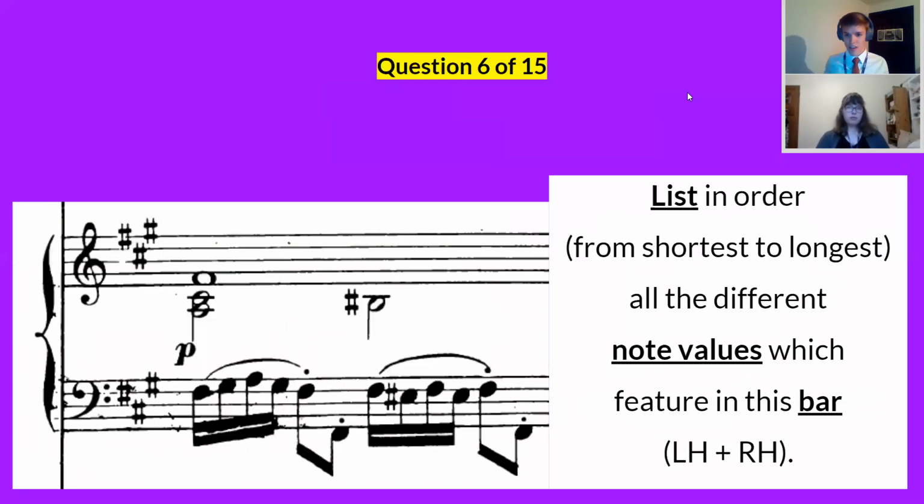So question number 6, list in order from shortest to longest all the different note values which feature in this bar, both from the left hand and the right hand. So this is a bar from the organ part of this same piece. So with both the top stave and the bottom stave, the right hand and the left hand, see how many different note values or different note lengths you can see and order them from shortest to longest. Quite a few there, haven't we?